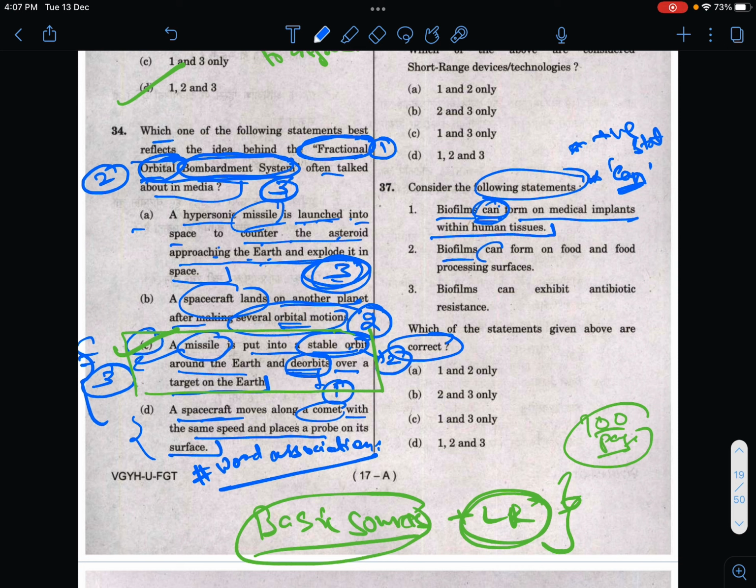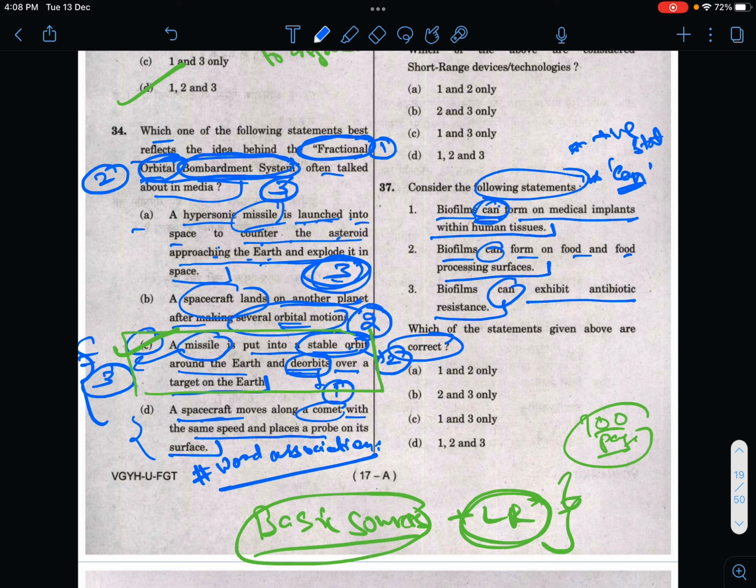Statement number 2 says biofilms can form on food and food processing surfaces. Again, why not? As a layman, I can't find a legitimate reason why I would negate this statement. And 3 says they can exhibit antibiotic resistance. Again, why not? Maybe initially, when I was made aware of these logical reasoning tools, I was really skeptical, since I haven't read about biofilms. How can I be certain that biofilms can exhibit antibiotic resistance? But with thorough analysis of the previous questions, I realized that 9 out of 10 times UPSC doesn't make statements on its own.